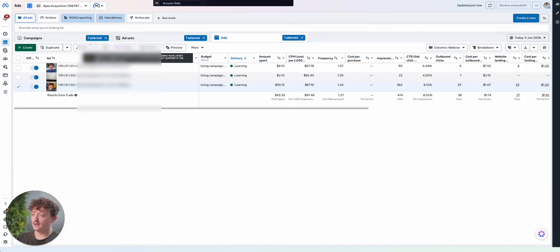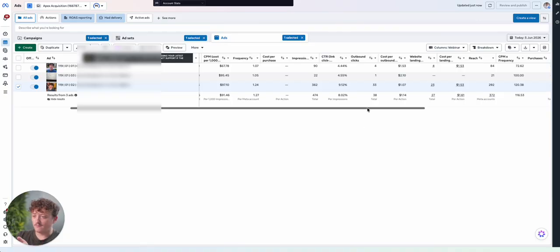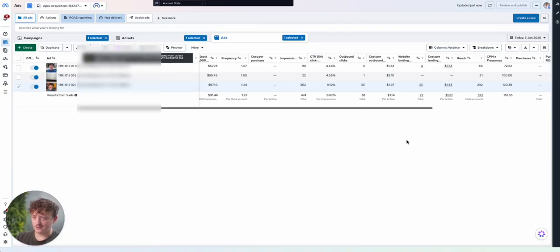We are spending a good amount of money on ads, and you can see here it's only $40, but when you're spending $50, $60, $70,000 a month, you want to capture as much data and as many leads as you possibly can.